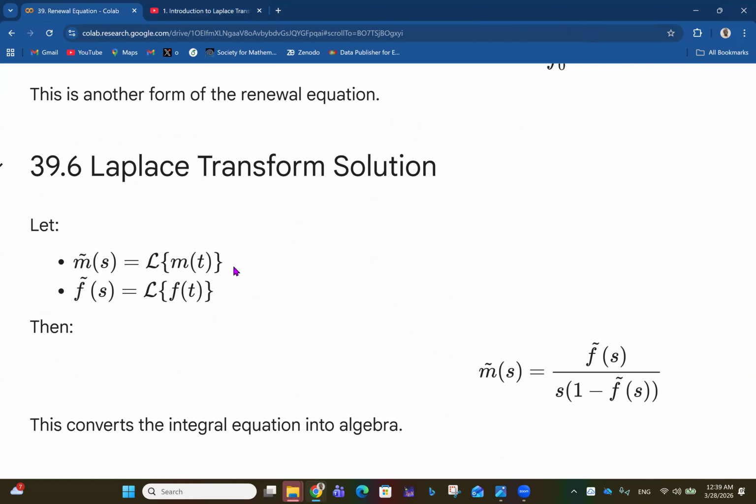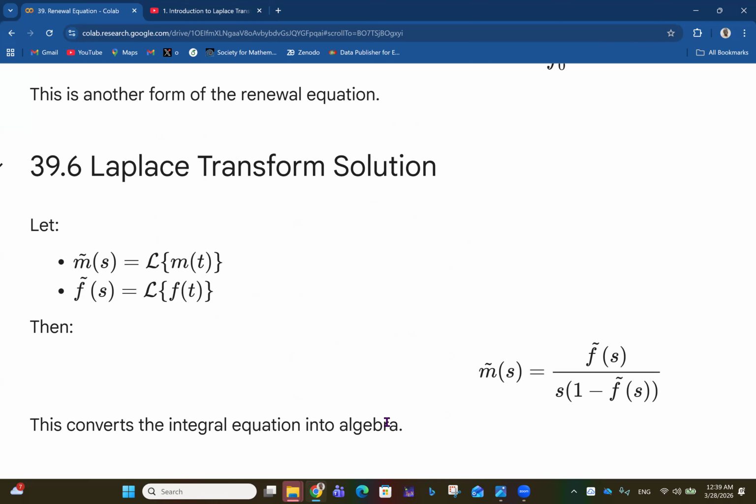All right, so you can use the Laplace transform to solve for m of t. We let m tilde of s be the Laplace transform of m of t, and f tilde of s be the Laplace transform of f of t. Then we know that m tilde of s is f tilde of s over s times (1 minus f tilde of s). So this converts the integral equation into an algebraic one, and that's the essence of what Laplace does.